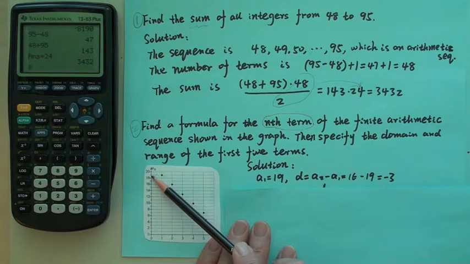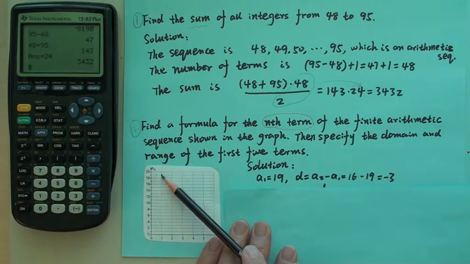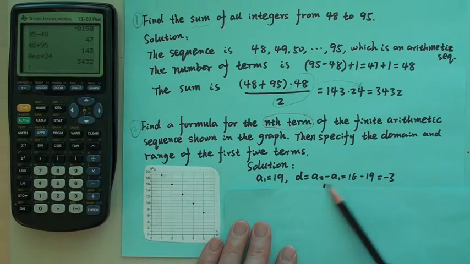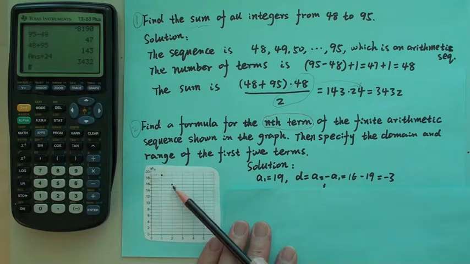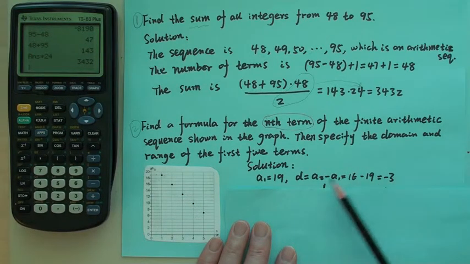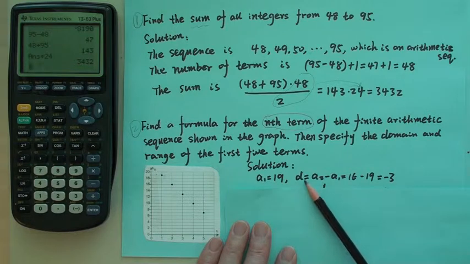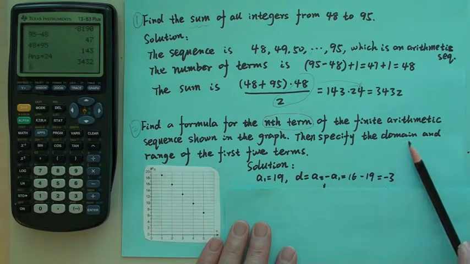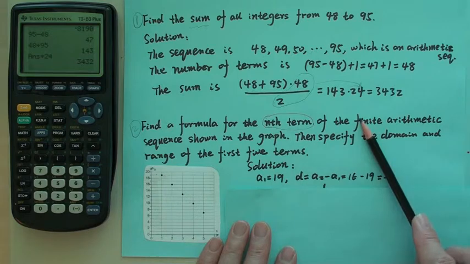Don't do it the other way around. Here the first term is 19, and here is 16. So it's not 19 minus 16. It's the following term subtract the previous term. Second term minus the first term, third term minus the second term. That's the difference. Here it's 16 minus 19, so that's negative 3. So you know the first term, you know the common difference. Then by formula, you can have the nth term.